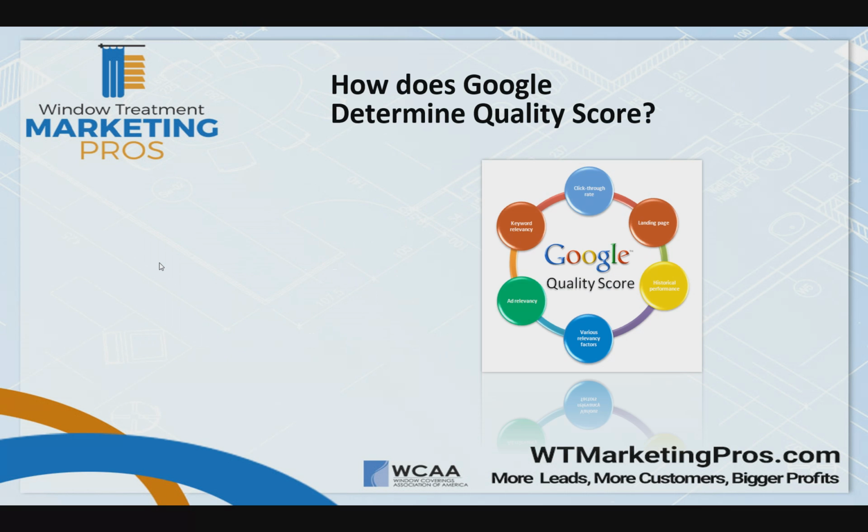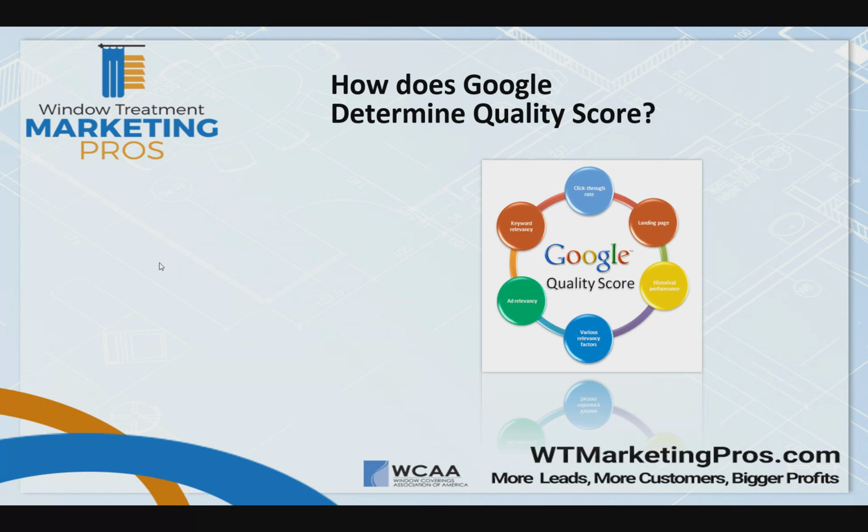So quality score is a bunch of different things. I kind of mentioned it. It's the click-through rate, or how many people click the ad in the first place, how your landing page is set up, how it's performed in the past. So that goes back to how many people click that back button to look at it again. Various relevancy factors, which is kind of generic. But the ad relevancy, or how relevant it is to the keyword that they typed in the first place.